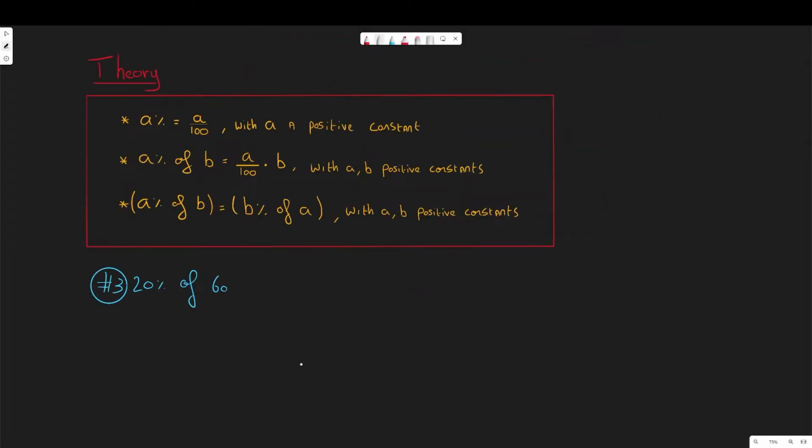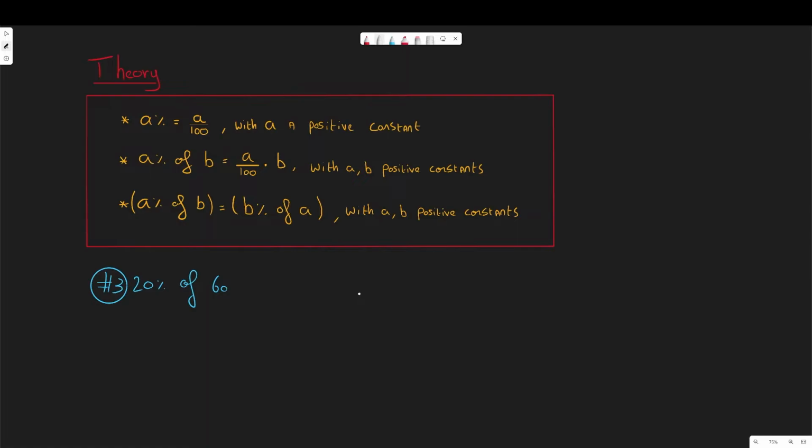For our next question, we want to find out what is 20% of 60. Well, the first thing you always have to remember when doing percentages is to ask yourself, what is the easiest way of computing this? Well, according to our theory, we can always say that 20% of 60 is the same as 60% of 20. But I think in both cases, the difficulty level is the same.